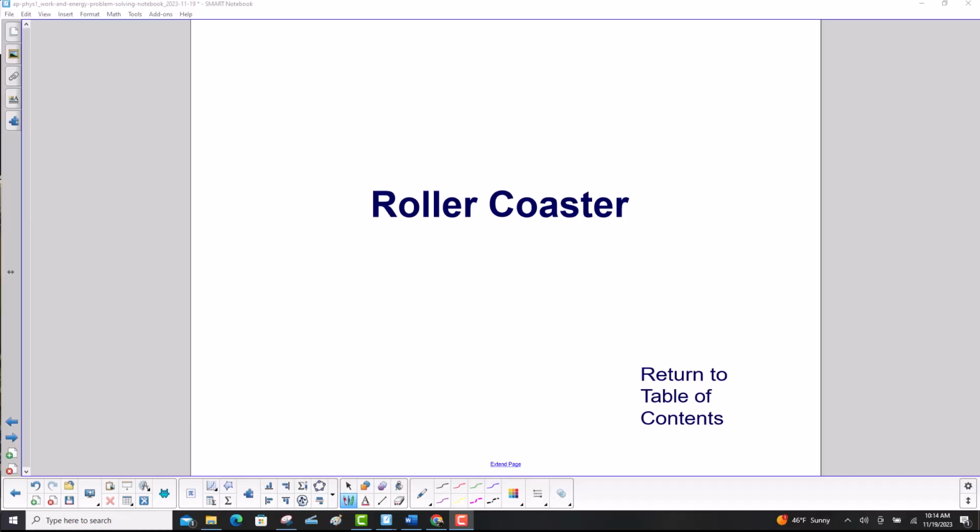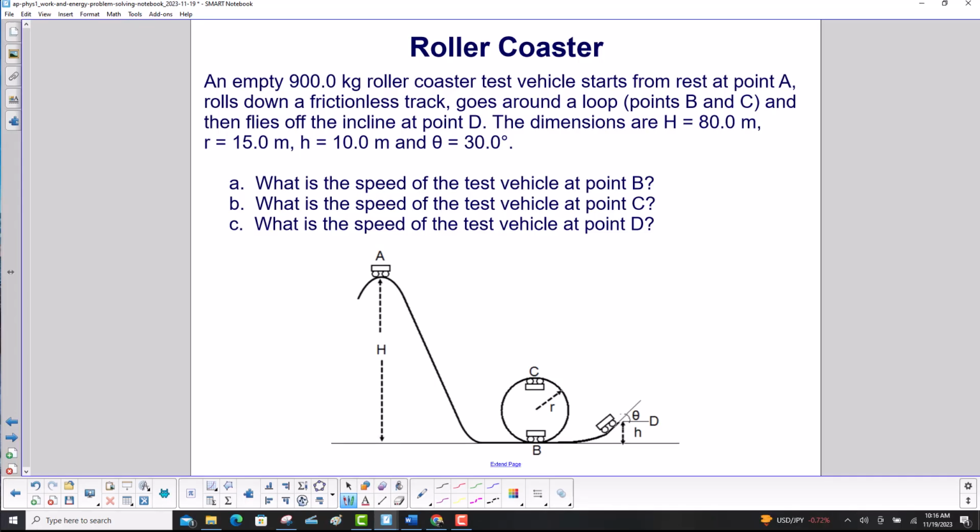Roller coaster. An empty 900-kilogram roller coaster test vehicle starts from rest at point A, rolls down a frictionless track, goes around a loop, points B and C, and then flies off the incline at point D. The dimensions are capital H is 80 meters, R is 15 meters, lowercase h is 10 meters, and theta equals 30 degrees. So here's point A, B, C, and D.